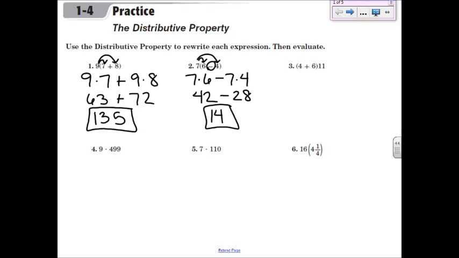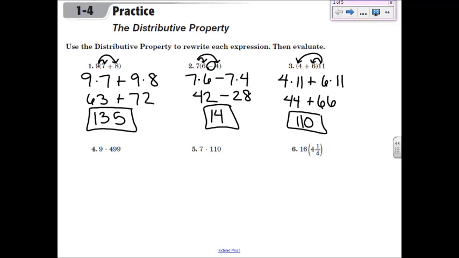In number 3, we have the number on the back side. It doesn't matter. We can rewrite it, or we can just do it this way. So we have 4 times 11 plus 6 times 11. 4 times 11 is 44. 6 times 11 is 66. And that equals 110. 40 plus 60 is 100. 6 plus 4 is 10. So we have 110.